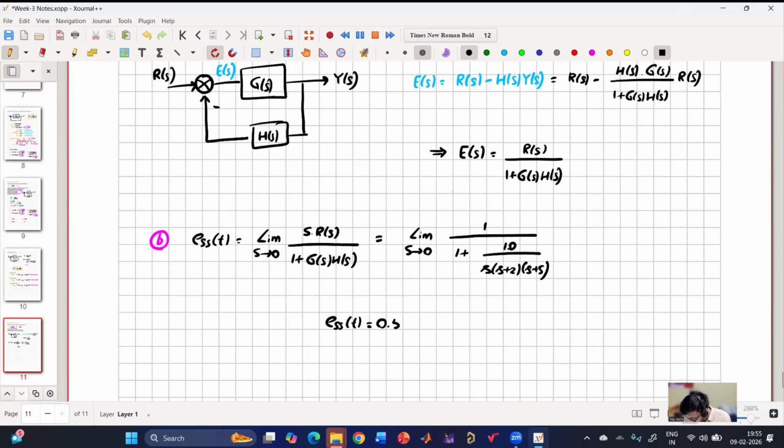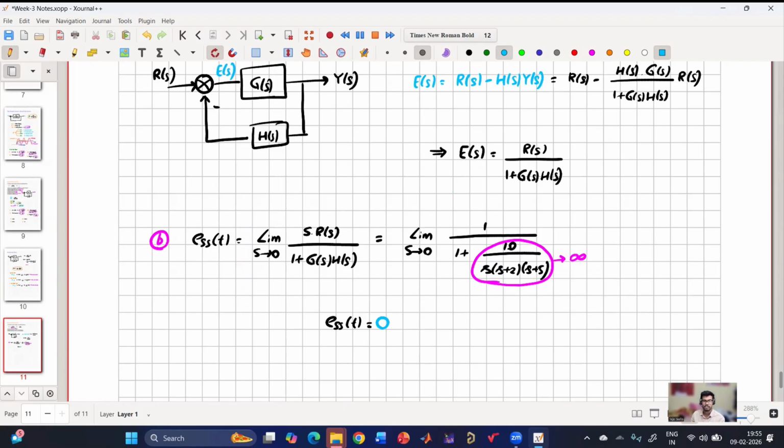This is 0, right? This term is tending to infinite. So 1 by infinite is 0. The denominator is tending to infinite, which means the error is 0, right? Agree?